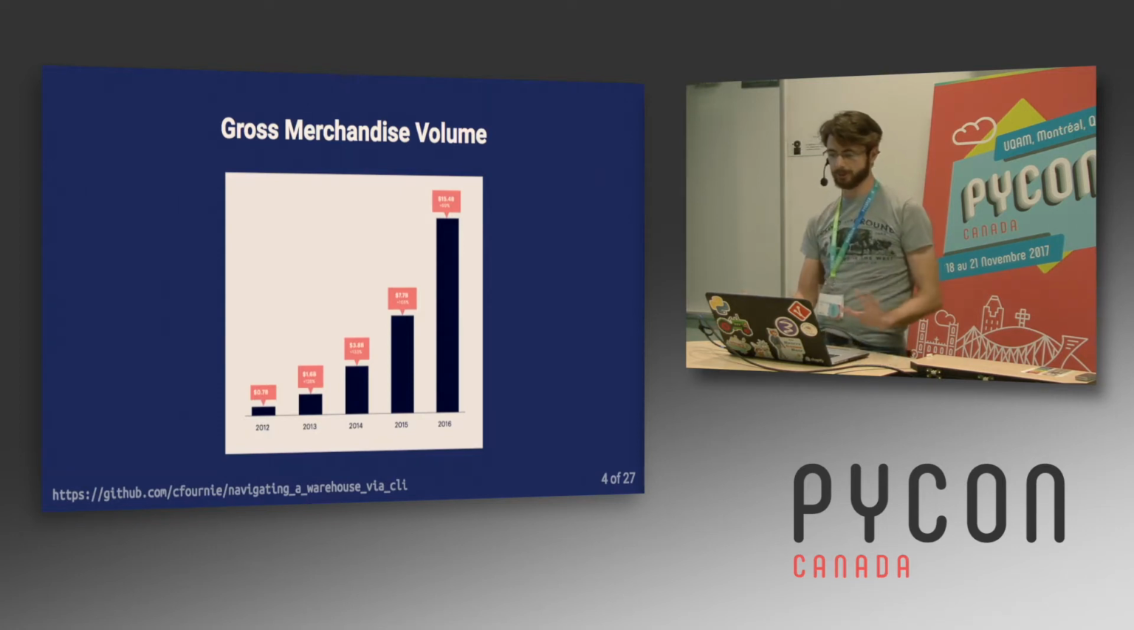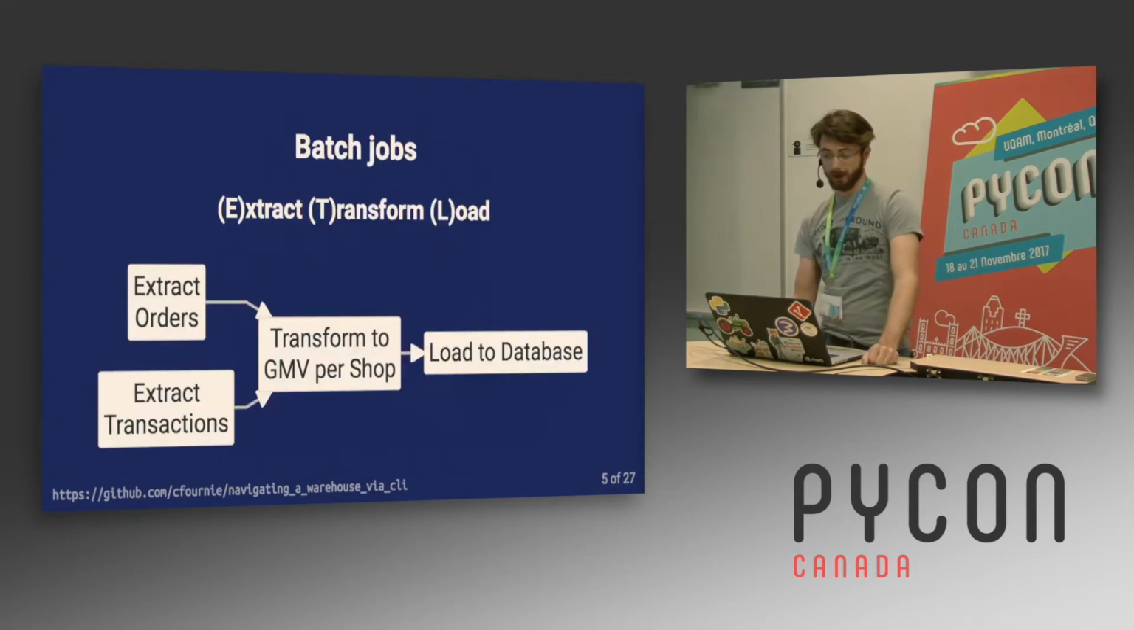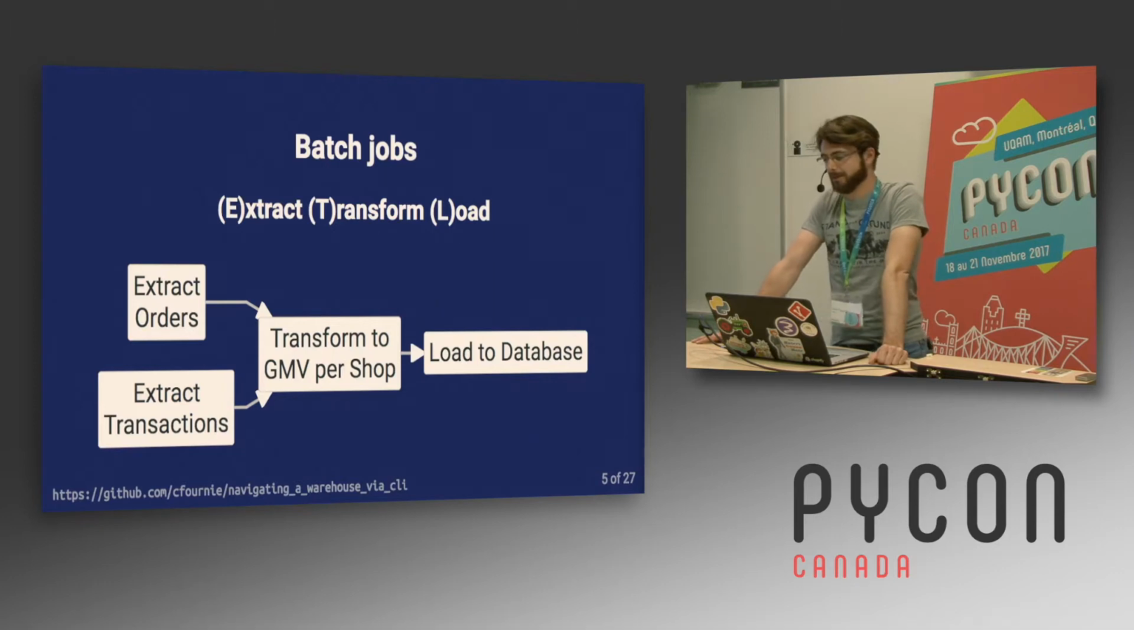But from a broad technical perspective, how is this data processed? We predominantly run ETL jobs every few hours that extract batches of data from operational systems like MySQL. We transform that extracted data into a data set, for example, GMV per shop, and then load that into a database for analysts to issue queries against and create reports upon. The batch jobs that we run in our warehouse are written in Python on top of PySpark by our analysts, one of which, a former analyst, is in the audience.